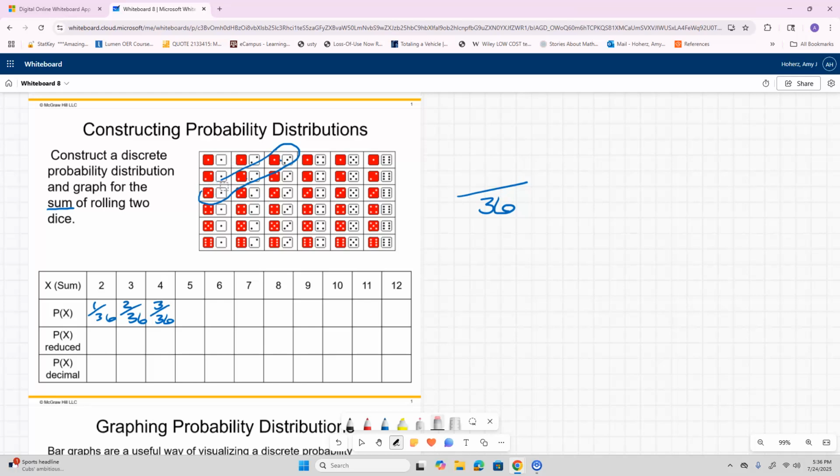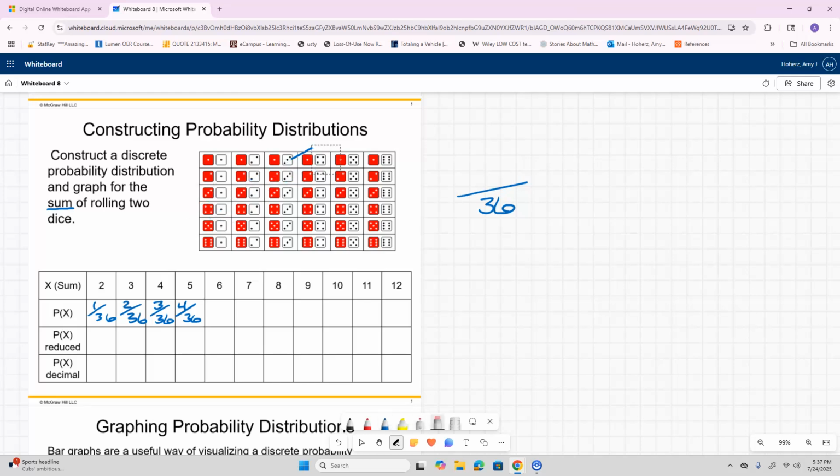Okay, now let's go to 5. And again, it's going to be along a diagonal. So if we start with 4, 1, that would be our first one. And then we're going to go up here to 3 and 2, 2 and 3, and 1 and 4. Those are the ways to get a sum of 5. 4 on the first die, 1 on the second die, 3 on the first die, 2 on the second die, 2 on the first, 3 on the second, 1 on the first, 4 on the second. Those are the 4 ways to do that. So 4 out of 36.